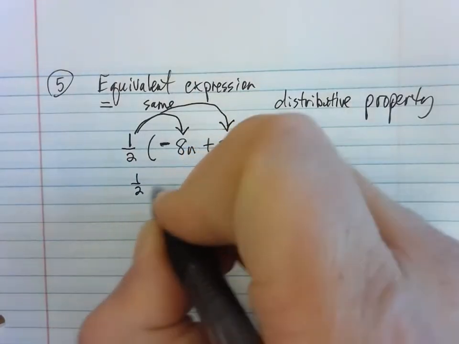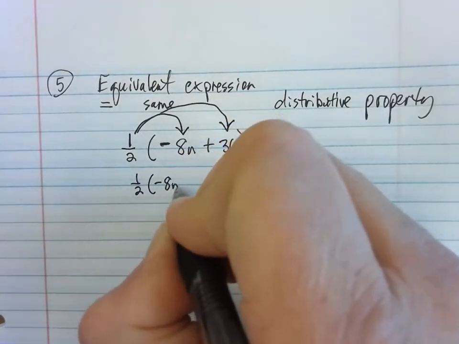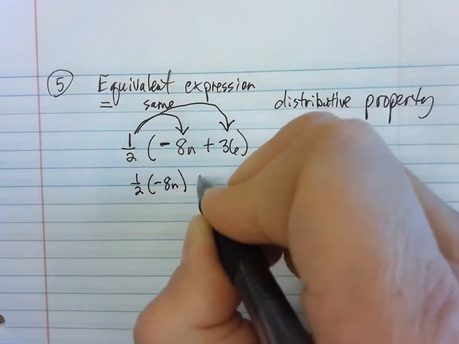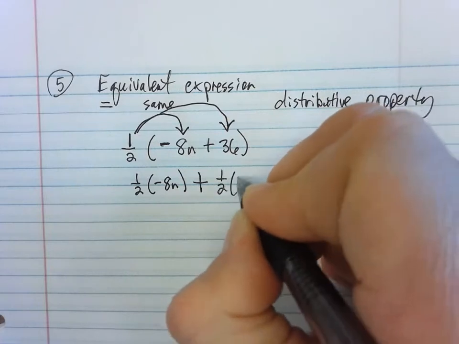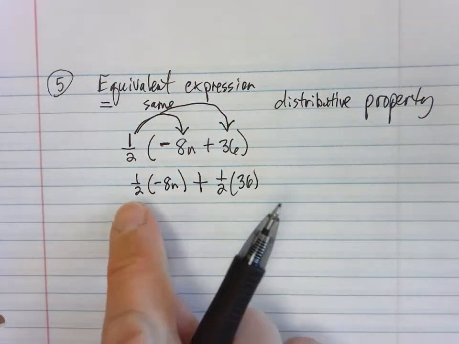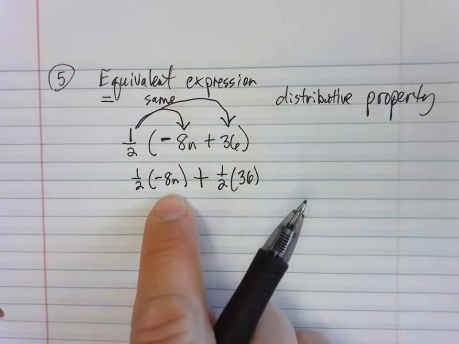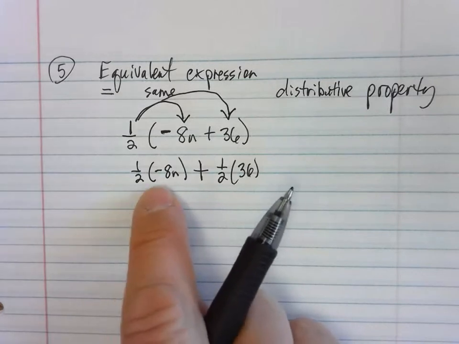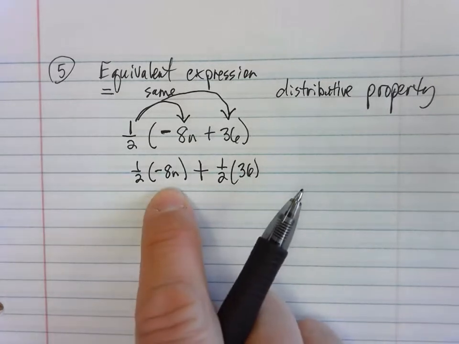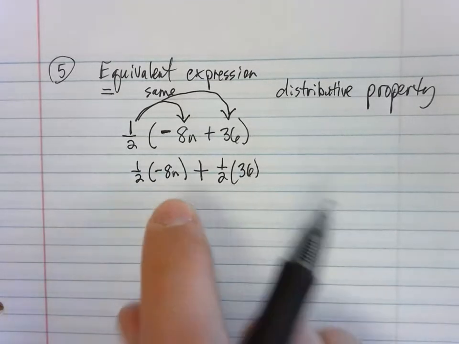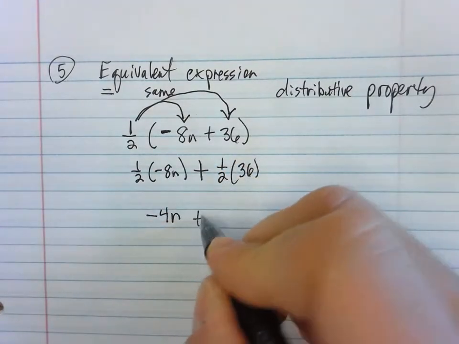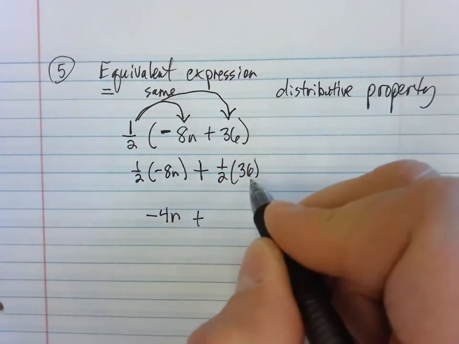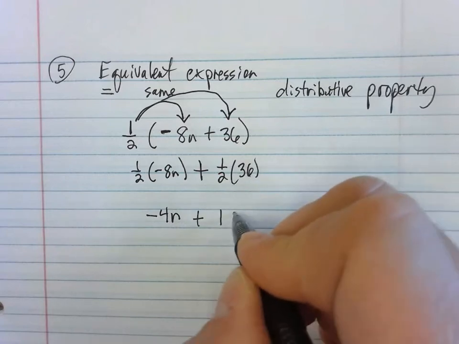So we're doing 1/2 of negative 8n, and then we're going to put that little plus sign down there, and then 1/2 of 36. Okay, well, half of negative 8. If it was just positive 8, half of positive 8 would be 4, but since it's half of negative 8, that would be negative 4n, and then half of 36 would be 18.